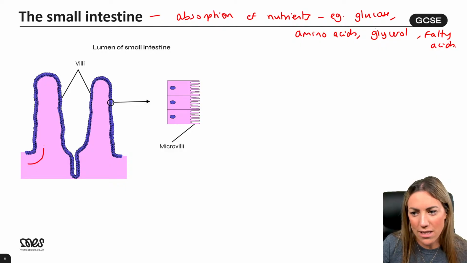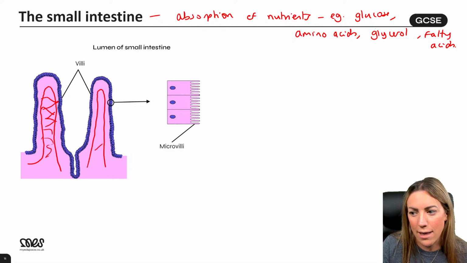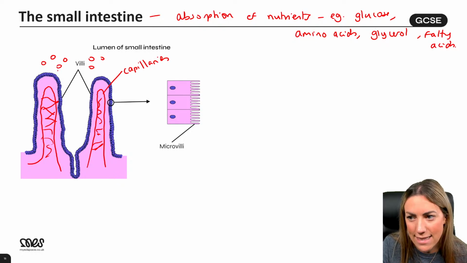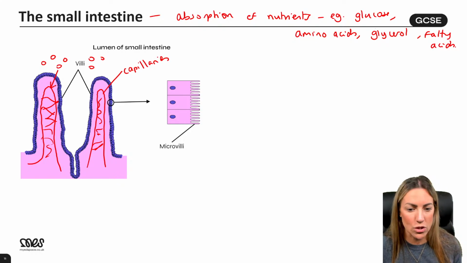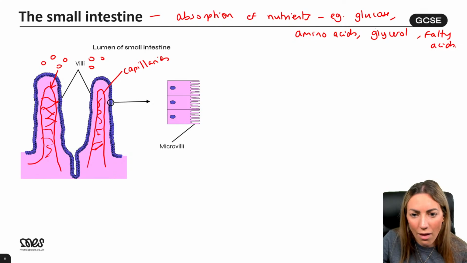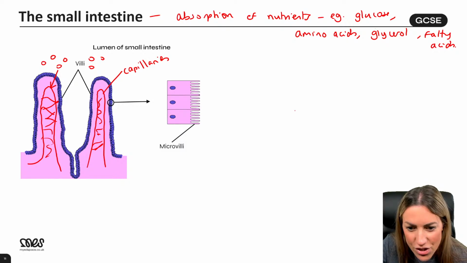And I'm going to add on to this diagram. In here, there are absolutely loads of capillaries, right? So these are my capillary networks. Let's just label that. So we're absorbing nutrients, which are inside our small intestine, into our bloodstream. So what are the adaptations? Let's have a look.